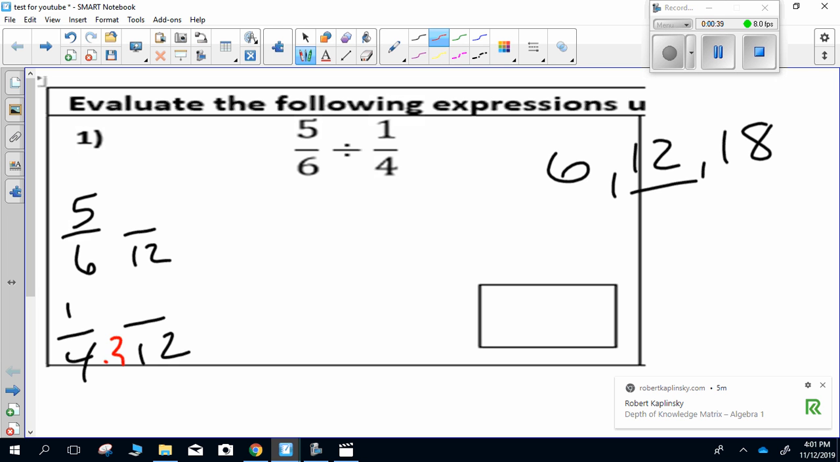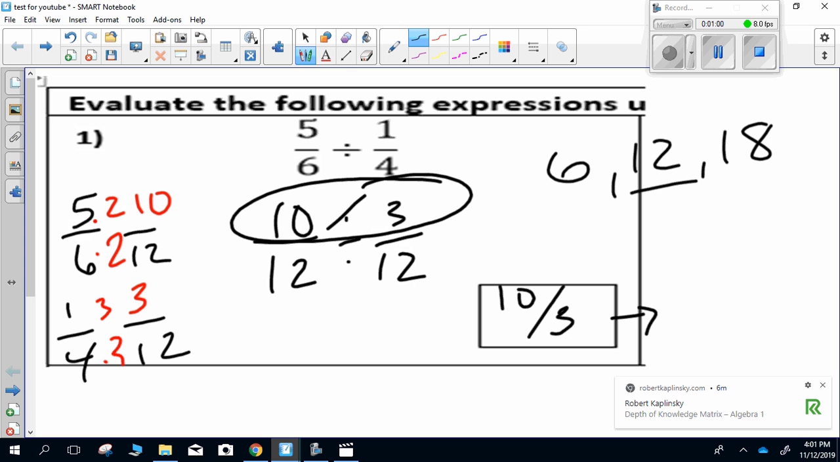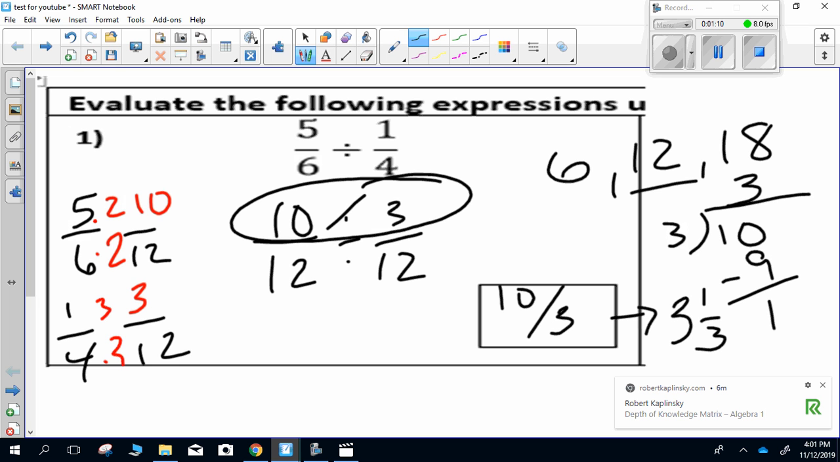So I've multiplied this by 3 and this by 3, so I have 3 twelfths. Multiply this by 2 and this by 2, so I have 10 twelfths. So I rewrite my problem. So I have 10 twelfths divided by 3 twelfths, and my answer is simply right here in the numerator, 10 thirds. If I wanted to change it to a mixed number, I would do all fractions mean divide, write the denominator outside. That would give me 3. Subtract, I get 1, so 3 and 1/3. So 10 thirds or 3 and 1/3.